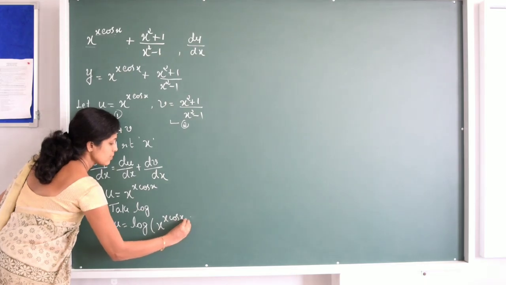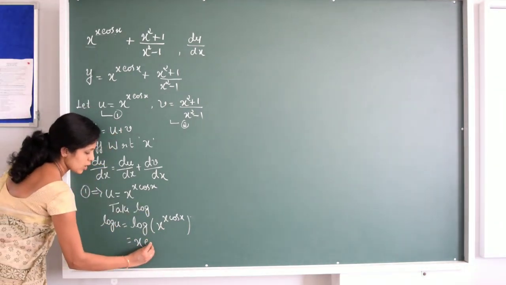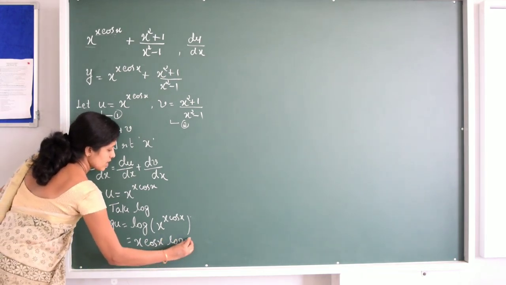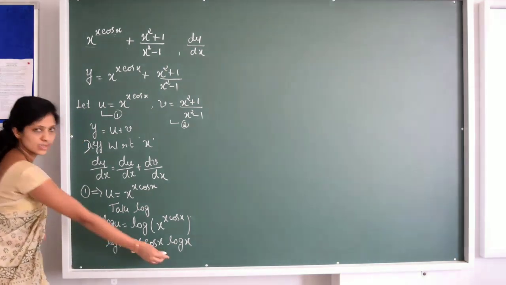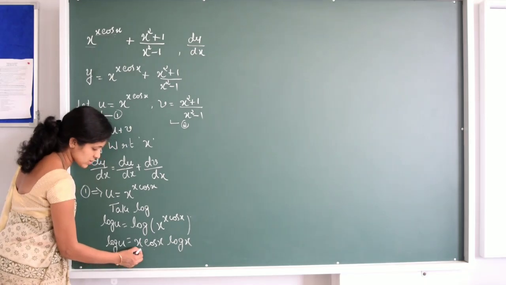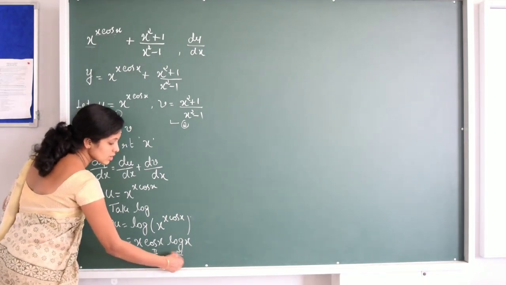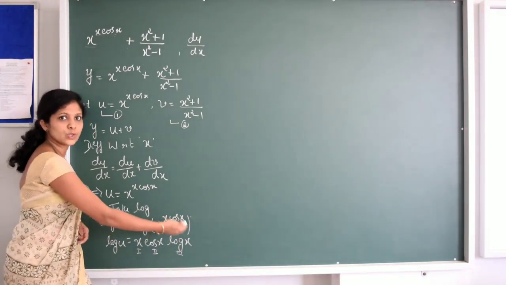Now it is of the form log m^a, so I can write this as x cos x into log x. See here, log u = x cos x log x. How many functions are there here? You can observe three functions: this is one function, this is the second, and this is the third. Three functions are there, so you have to apply the product rule to solve this.